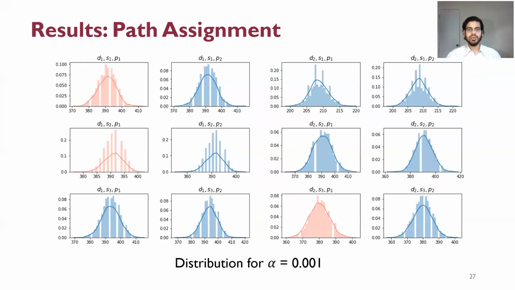We also use the qualitative results to show this trade-off between risk and reward. If the risk is low, shown by alpha, the paths with lower mean and lower variance are selected. If the risk level is high, indicated by the higher value of alpha, the paths with higher mean and higher variance are selected.